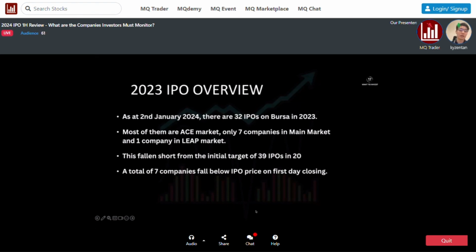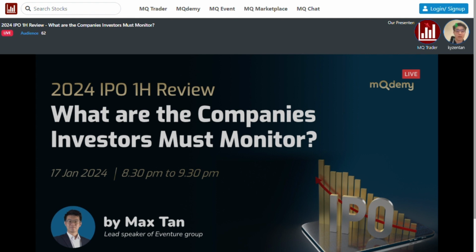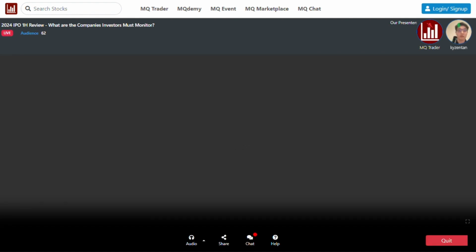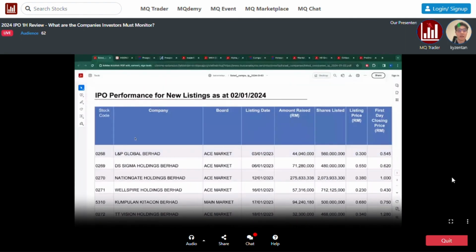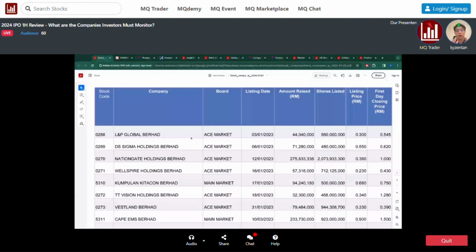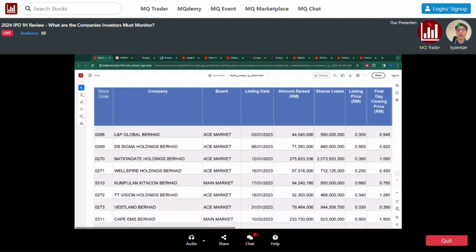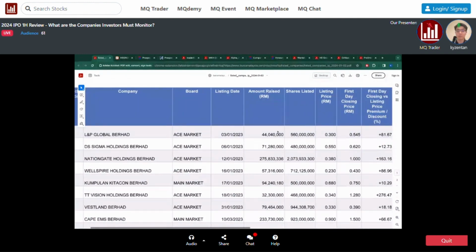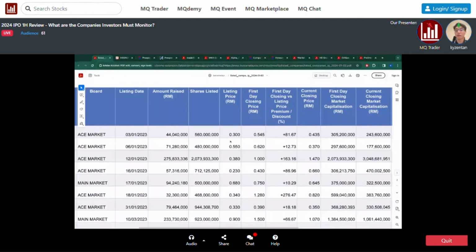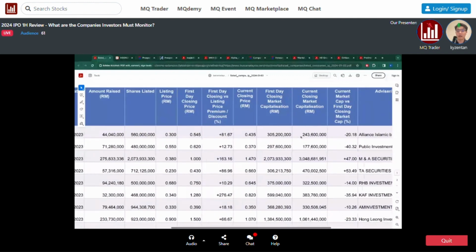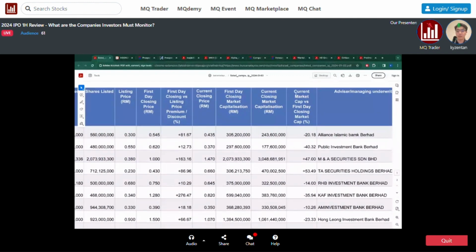So let me quickly take you through the overview of 2023 IPOs and how their performance was, right? Okay, here we go. Apologies if the wording is a bit small. This is actually statistics from the Bursa Malaysia website, and you can see the companies that listed, their names, how much they raised, their listing price, and how their first day performance was, right? So you can see their performance after that day as well.